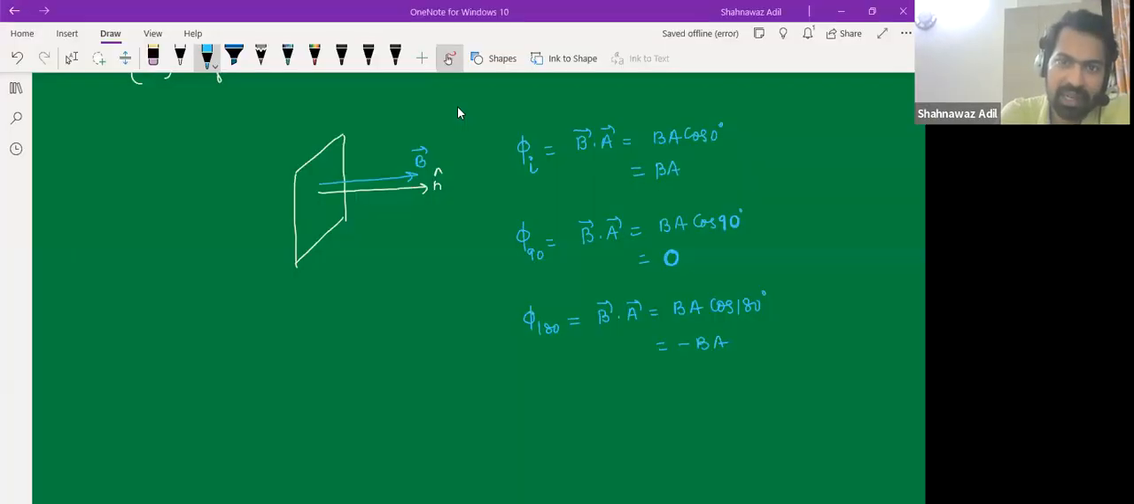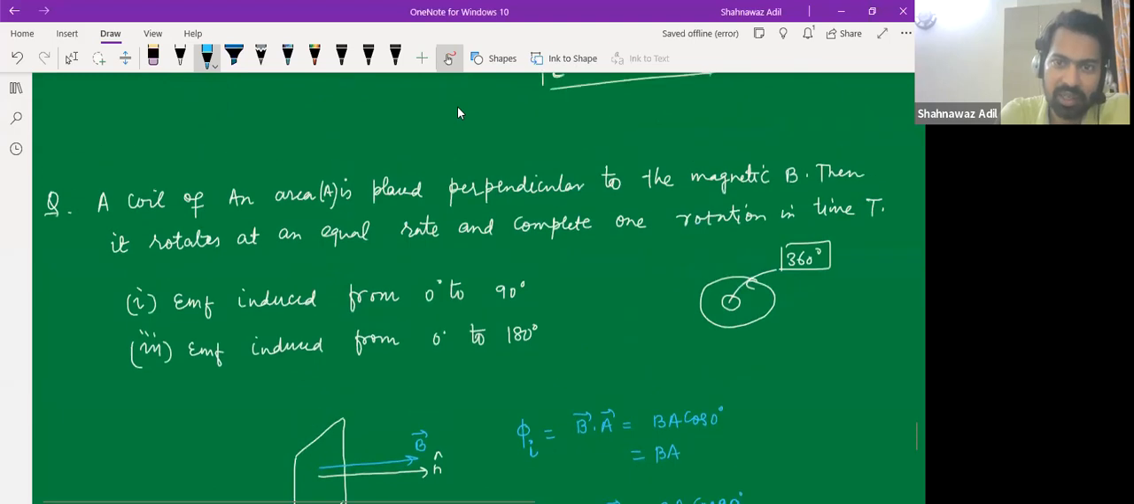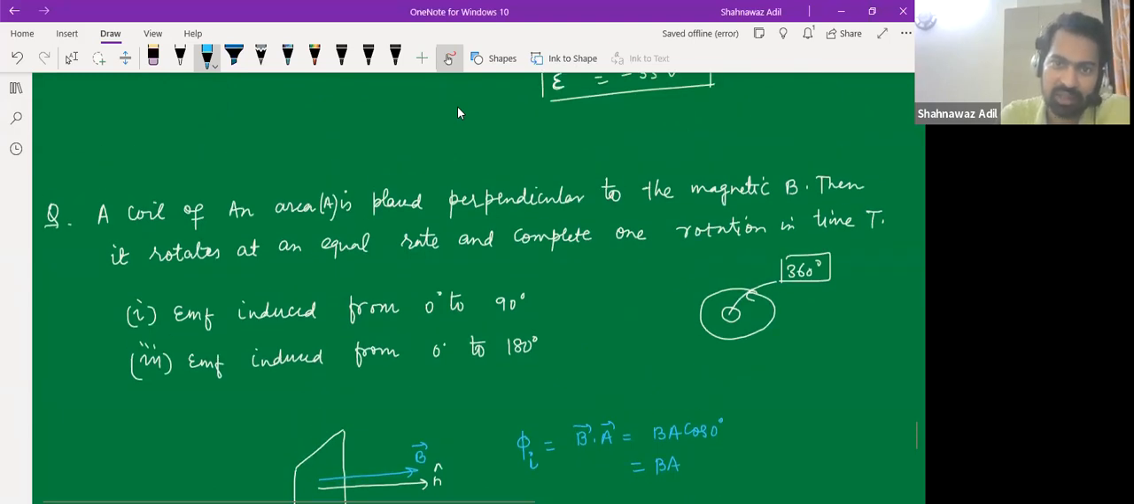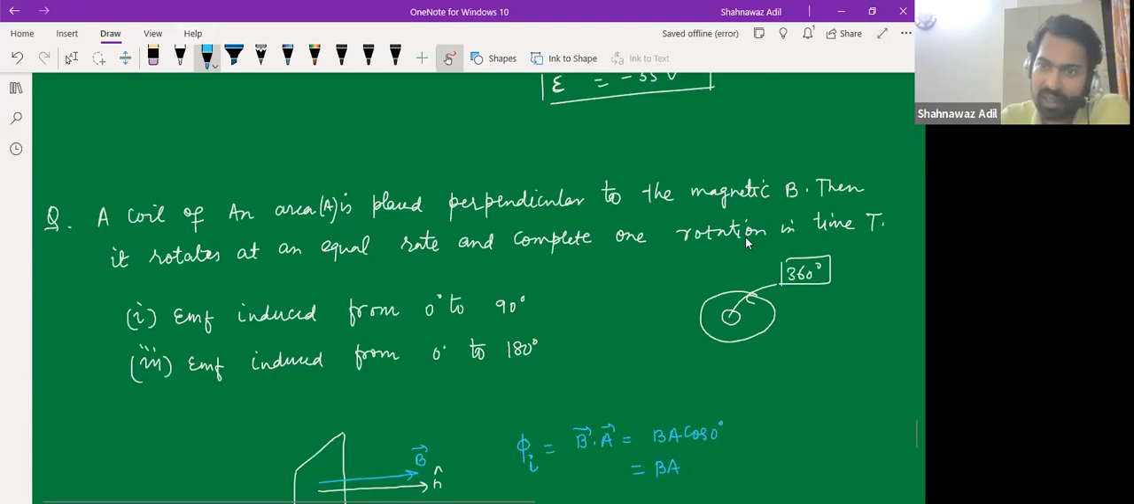Okay, so now let's say that for 180 degrees, let me change the equation. Let's say that one complete rotation takes time t. So one complete rotation is 180 degrees.